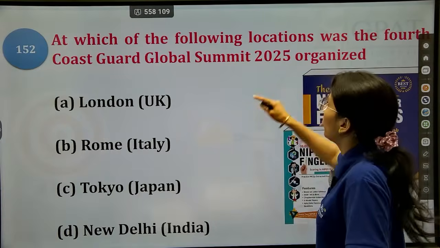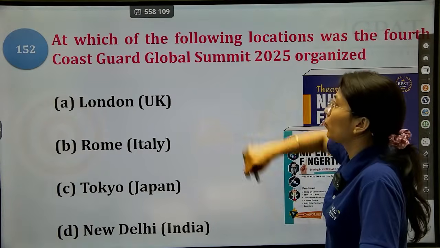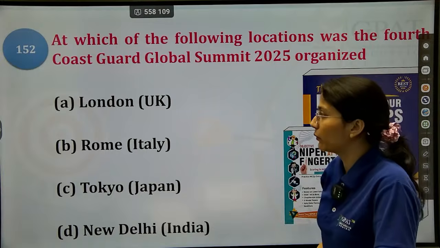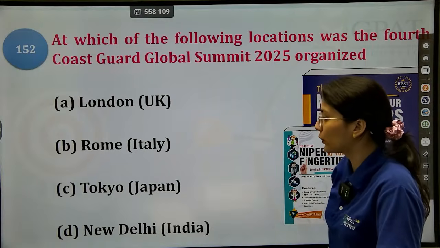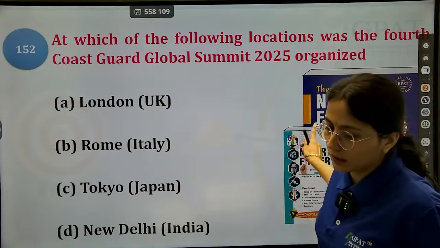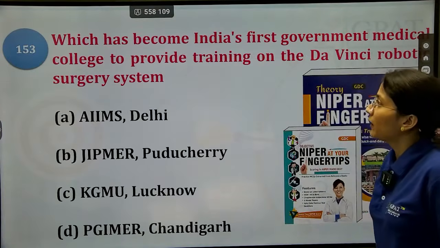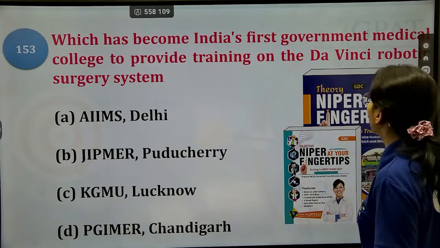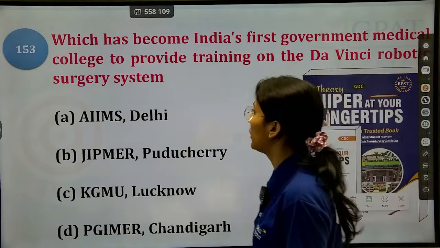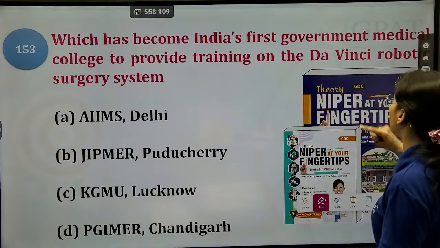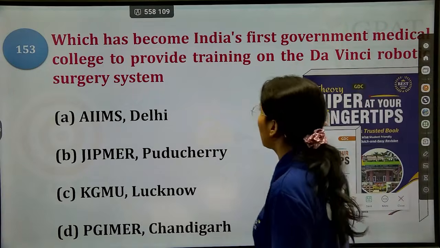At which of the following locations was the 4th Coast Guard Global Summit 2025 organized? London, Rome, Tokyo, New Delhi. So the correct answer is Rome, option number B. Next, which has become the first government medical college to provide training on the robotic surgery system?